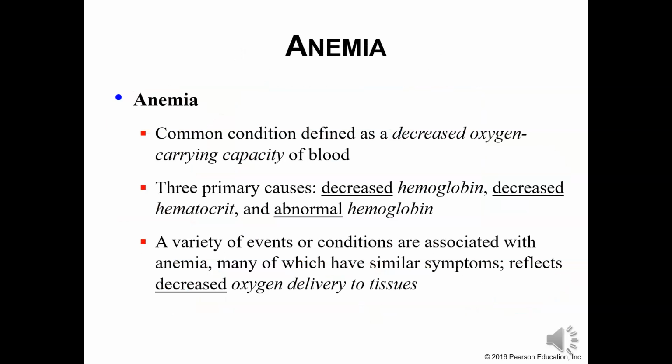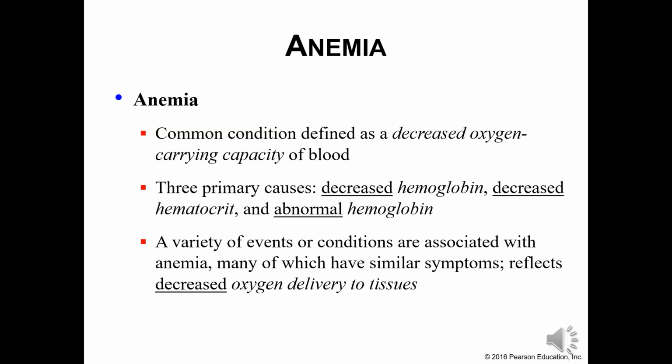Anemia is a very common condition that's defined literally as a decreased oxygen carrying capacity of the blood. There are three principal causes for anemia. One, you may just have a decreased hemoglobin. That could be from a nutritional cause or otherwise. Second, you may just have a decreased hematocrit. The red cell percentage has dropped. And the third cause for anemia is what we refer to as an abnormal hemoglobin. Either inadequate iron or something's wrong with the polypeptide units. So you have a variety of events or conditions associated with anemia.